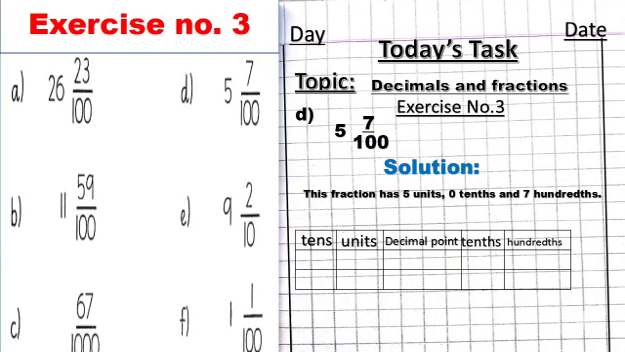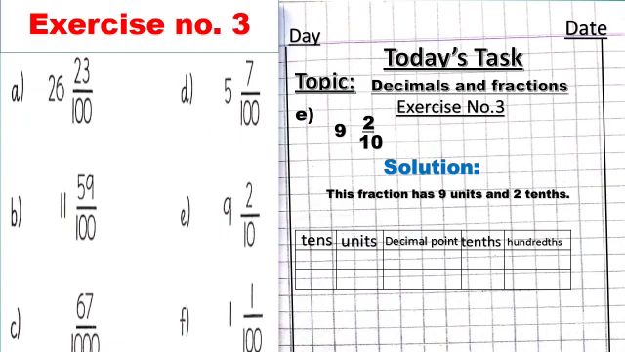Let's move to next question, that is 5 7 over 100. As you know, 5 is a whole number part and 7 over 100 is a decimal part. So dear students, look at this question. This fraction has 5 units, 0 tenths and 7 hundredths. So we will put 5 in the units place, then the decimal point and then 0 tenths and 7 hundredths. So dear students, this fraction in decimal numbers is written as 5.07.